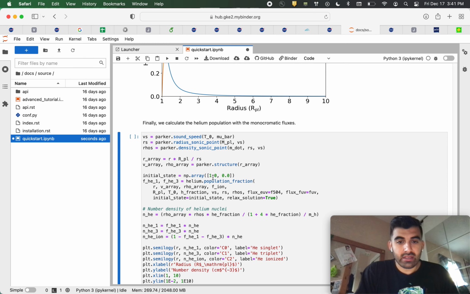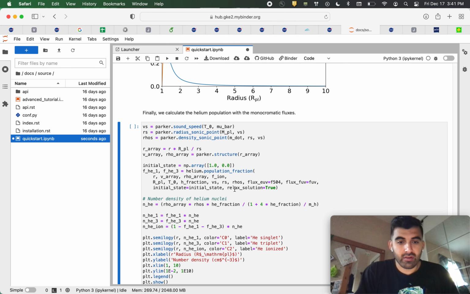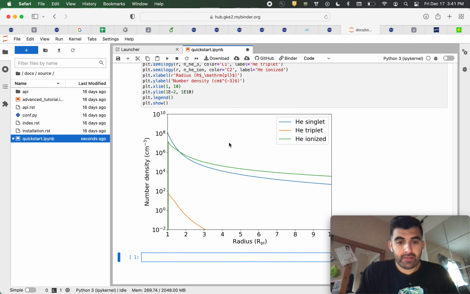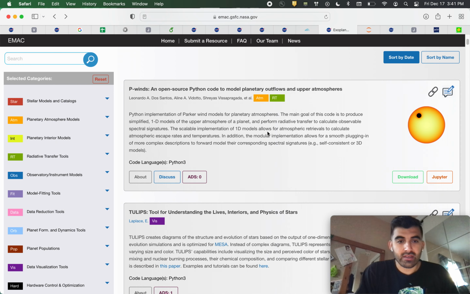We can also calculate the helium population using monochromatic fluxes as well, same as we did up above. And here they are. Easy as that. So that is p-winds. I hope you guys enjoyed that. It is a really useful tool, and it's really cool that we have touched the sun, and now we have this to characterize planets that are also touching their sun.